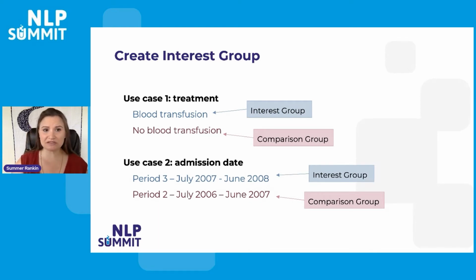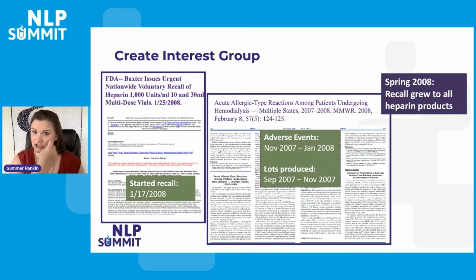And so more specifically, we chose this particular period of time of 2007 to 2008 because it overlapped with a known heparin contamination. And there was a recall in spring of 2008 for all heparin products because of this contamination. And we wanted to see, could we detect this event happening before this, spring of 2008?